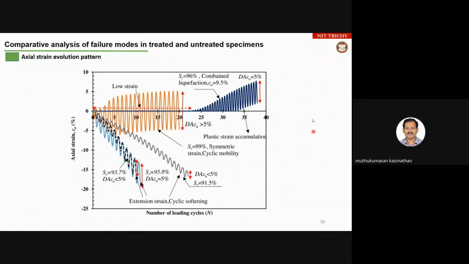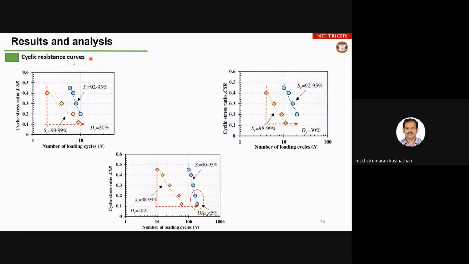Again, it is consolidated with the axial strain pattern for all the cases. So this is the consolidated result you have seen. You have a problem with respect to the cyclic stress ratio. Basically, we have taken it from 0.2 to 0.4. In this scenario, we have worked it out, considering the number of cycles with respect to different degrees of saturation.